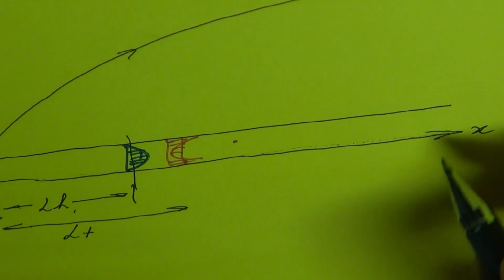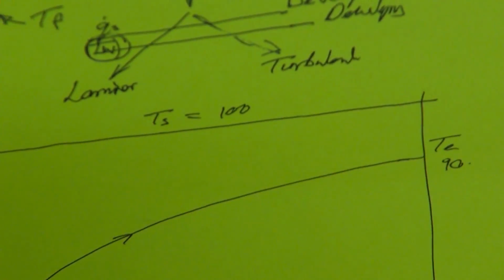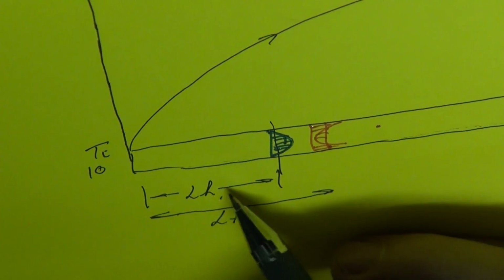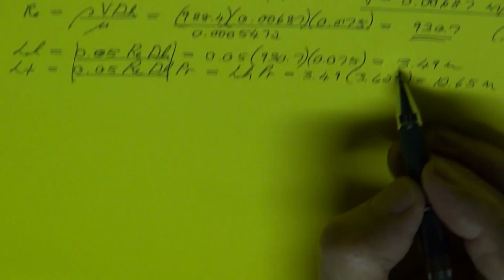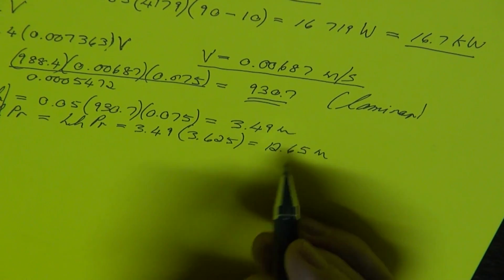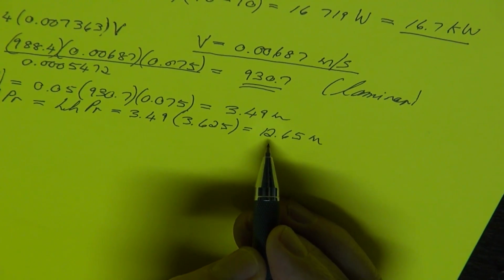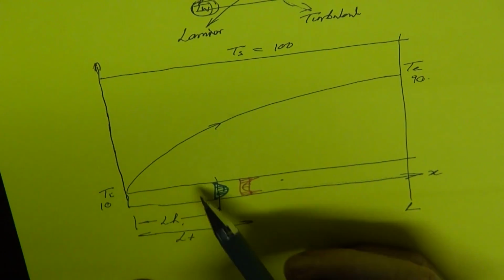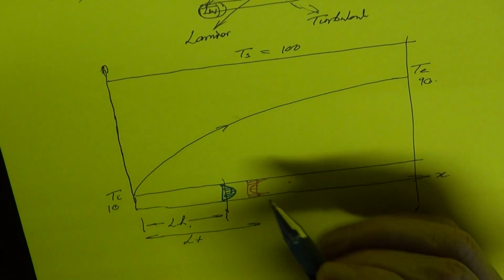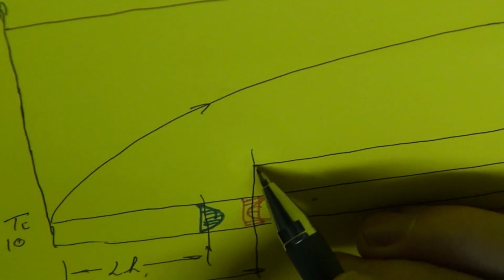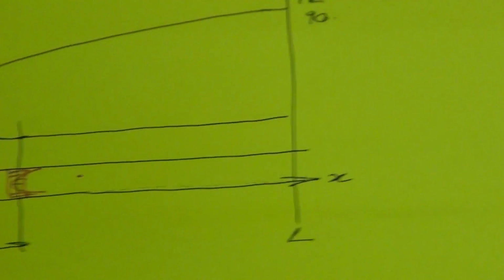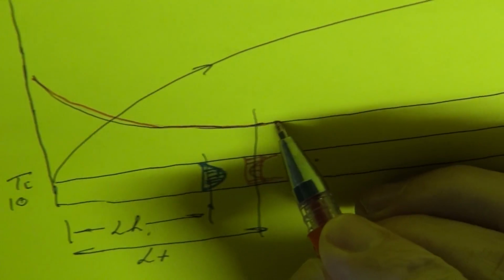Now, this is the length L. Okay. Now, we've calculated that this distance LH is a little bit more than 3 meters. If we just look again here, 3.49 meters or 3.5, and then LT is almost 13 meters. So again, if we now look at the sketch, we're going to have the situation where the heat transfer coefficient is only going to be a constant from this point onwards. So the heat transfer coefficient is going to do something like that. And that is a very, very important thing to remember.